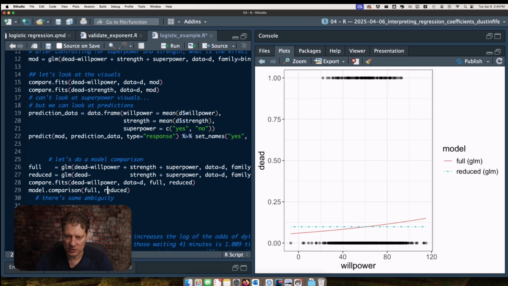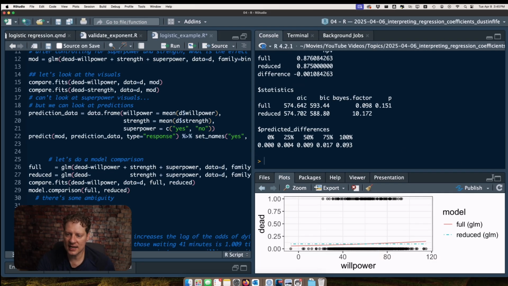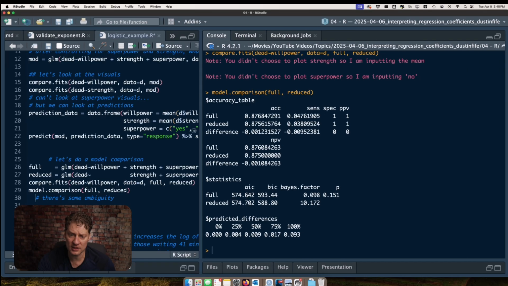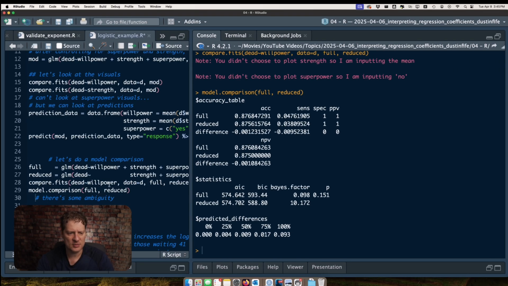Now let's go ahead and get to the model comparison metrics. And like I said, we don't get R squared or adjusted R squared or anything like that, but we do get some other things that we don't get otherwise. Let me make that bigger.